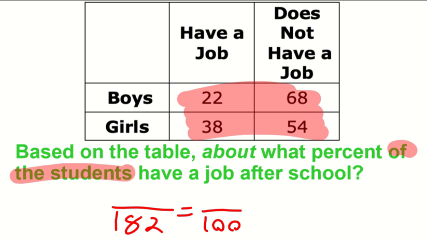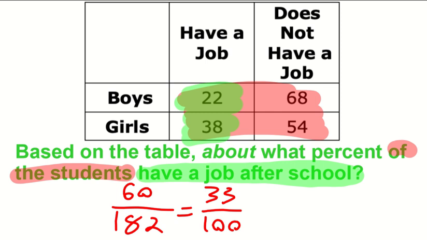So our top number is have a job after school, right? Since we're looking at the ones that have a job after school, that's boys and girls it's including, right? So you got to do a little adding there too. So that gives you 60. I think you get like 32.9 or something like that, which is about 33. Yeah, you round it. So that's about 33%. Any questions on that? 60 times 100 divided by 182.